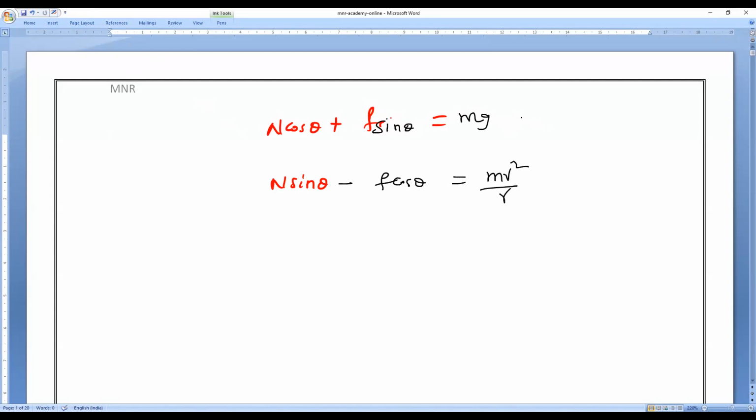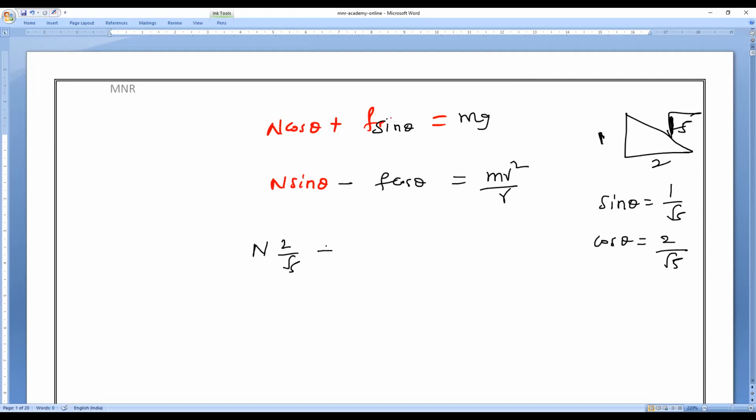If we substitute the values, we'll get the equations. What equations will we get? For the first equation, n cos theta: what is the cos theta value? If tan theta is 2 by 1, here we'll get root 5. So sin theta is equal to 1 by root 5 and cos theta is equal to 2 by root 5. If you substitute, n cos theta means 2 by root 5 plus f into sin theta means 1 by root 5, which is equal to 200 into 10.